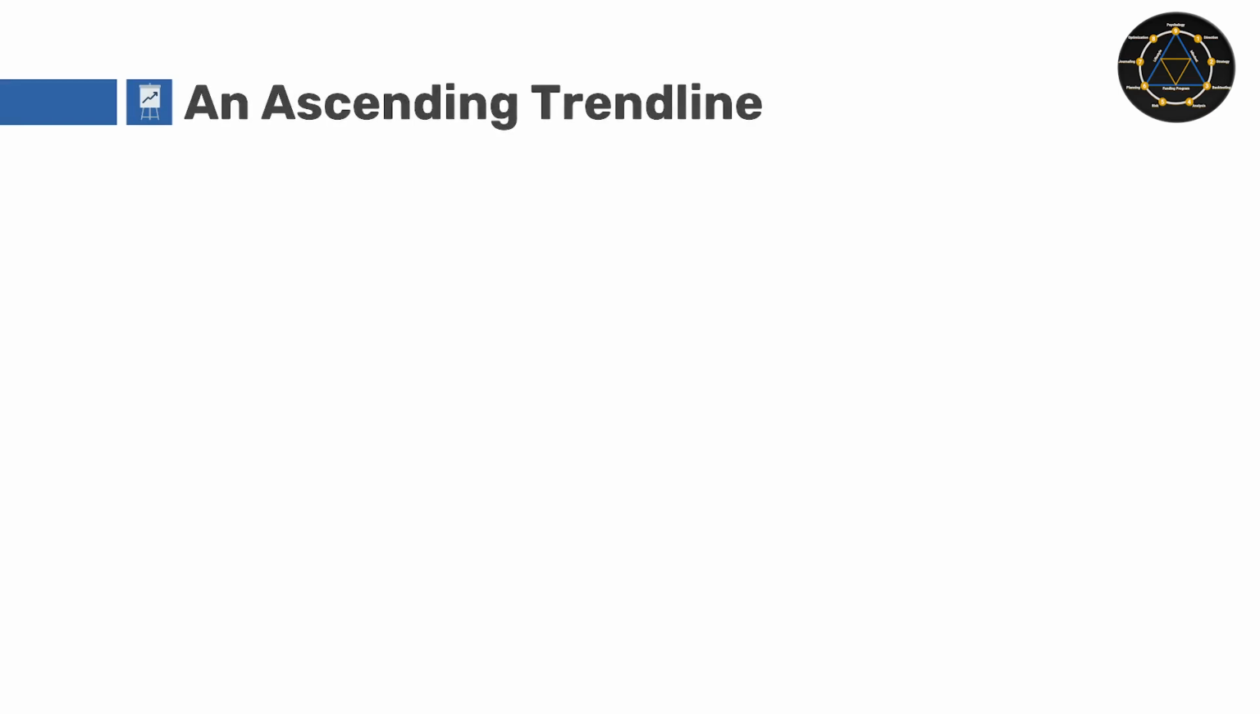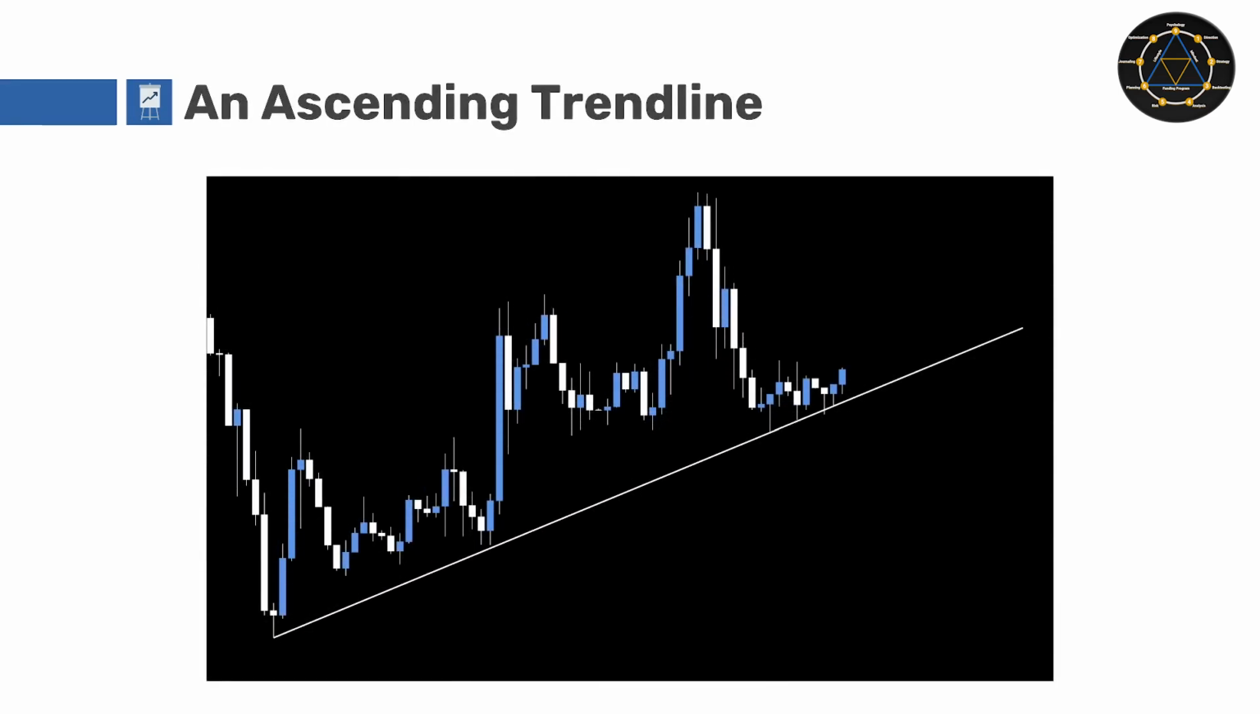So let's have a look at these on the charts. Now here is an example of an ascending trend line. So you do have a bullish chart. You can see the lows of this: higher low, higher low, higher low.